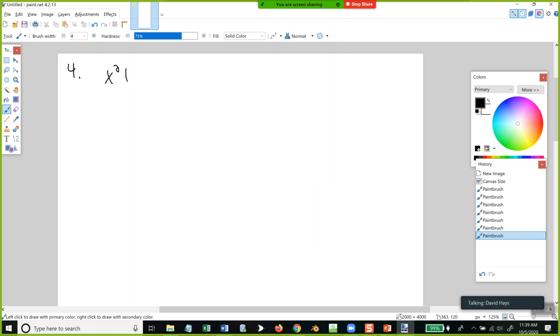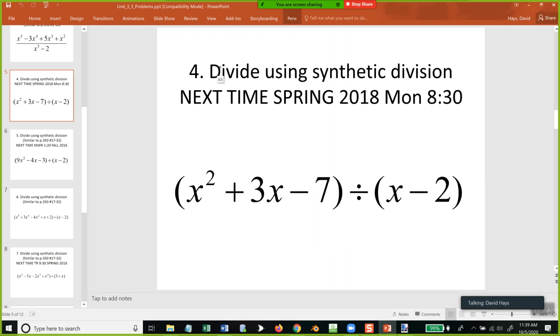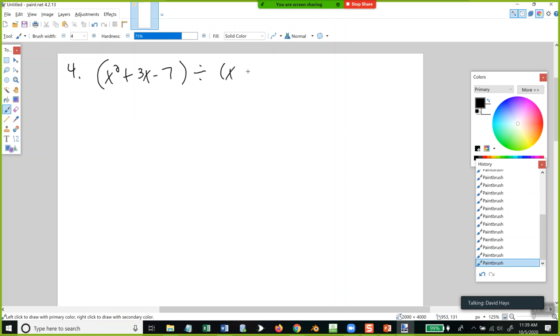As we're going through this, if you don't understand where I'm getting the numbers, be sure to ask. It's not easy until it clicks with you. Once it clicks with you, you love it. You're wondering why you can't do anything with synthetic division or do everything with synthetic division. We're going to divide this by this.